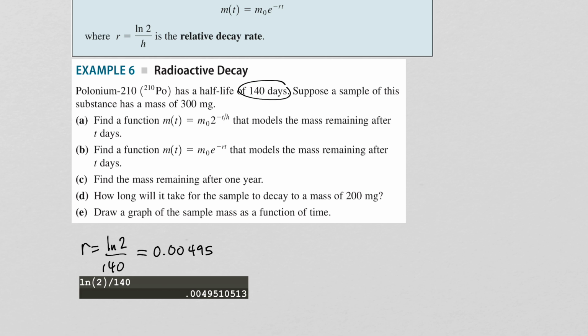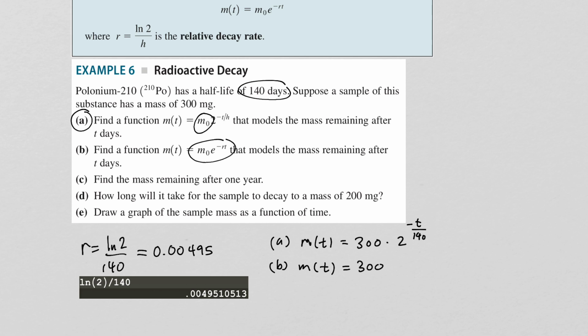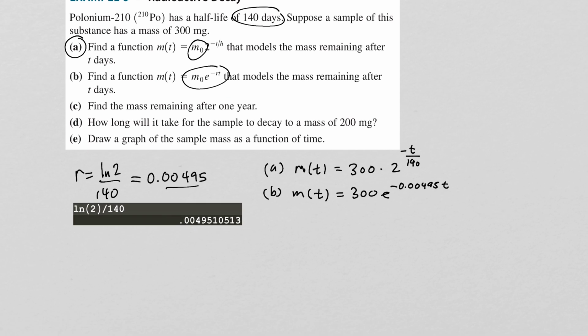All right, so if I want to model it as part A says to do, we're going to have m of t is equal to m naught, which is 300 milligrams, multiplied by 2 to the negative t divided by the half-life, which is 140. In part B, we can model it by saying m of t is equal to 300 multiplied by e to the negative r times t, where r is this value. So that's negative 0.00495 times t.